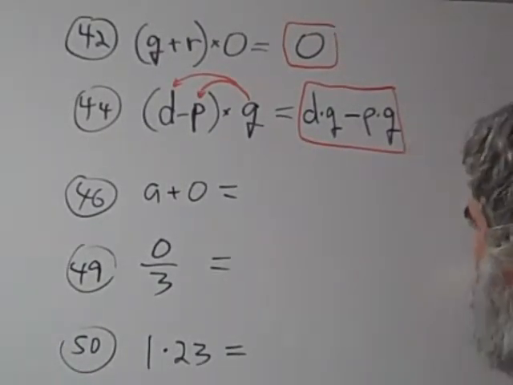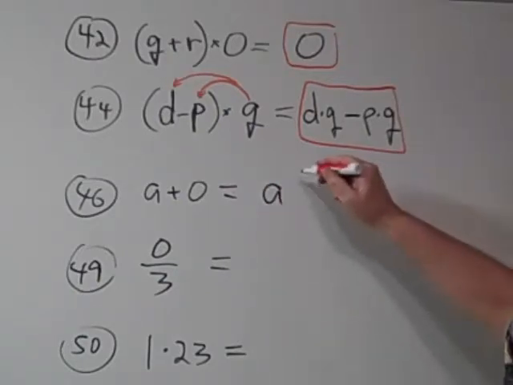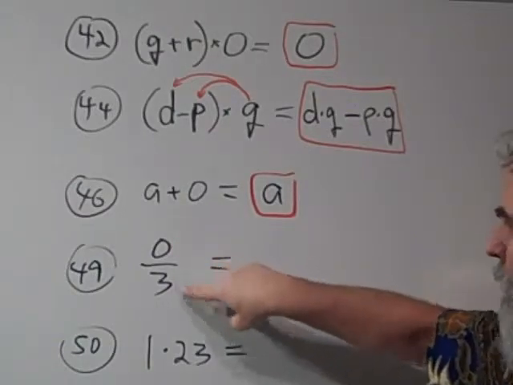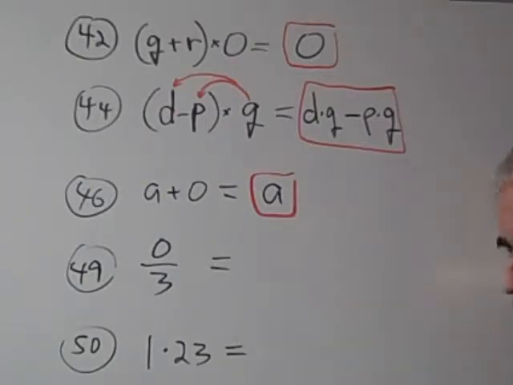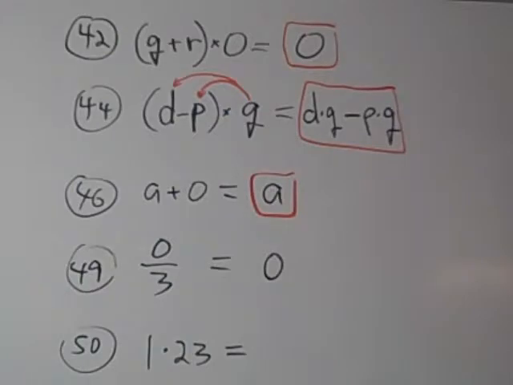Anything plus 0 is itself, so this just equals a. If you add 0 to something, it doesn't change it. That's why 0 is called the additive identity element. 0 divided by anything is still 0. I mean, think of it. Half of 0 is still 0. A third of 0 is still 0. 0 divided by 3, remember, is the same as taking a third of 0. That shouldn't be too surprising.